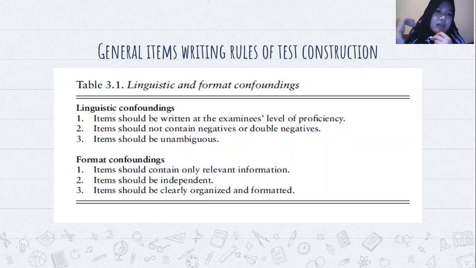And then the second one is that items should not contain negatives or double negatives. This means that we need to avoid giving questions that contain negatives or double negatives, because it will make them confused, and it will be difficult for them to process the questions and to find out the answers. And then the third thing is that items should be unambiguous.